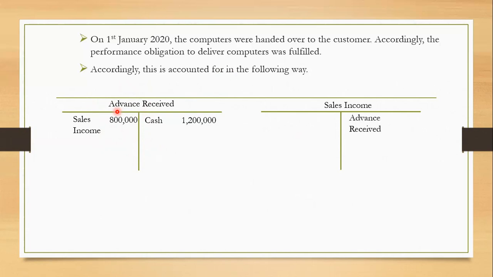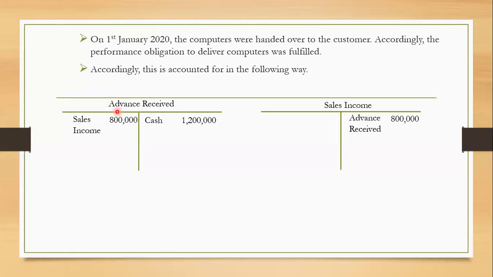So I am crediting sales income account by 800,000. So the double entry is advance received account is debited by 800,000, whereas sales income account is credited by 800,000. This is how we are recognizing revenue when we fulfill performance obligation.